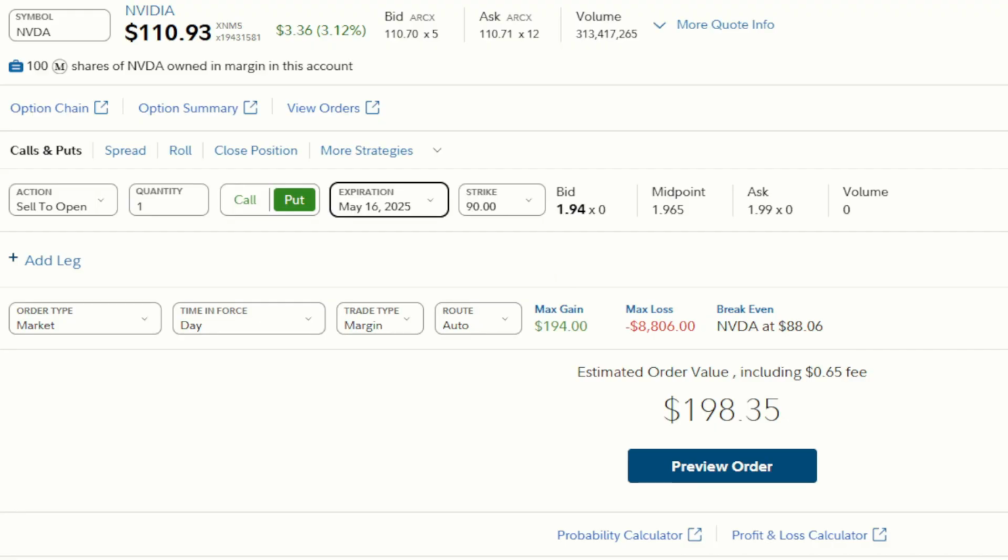So that's my example of selling a put option. If you have any questions on this strategy, please just ask me down below and I'll get back to you with a response.